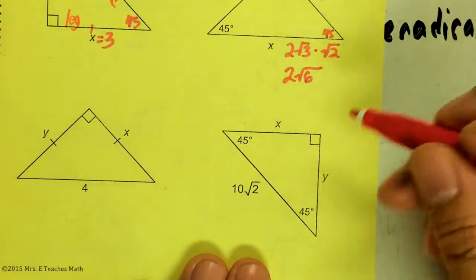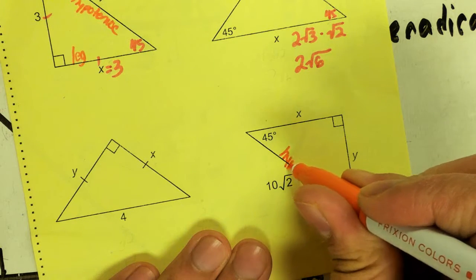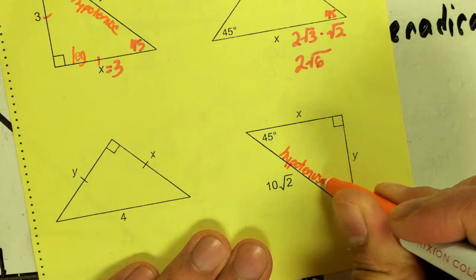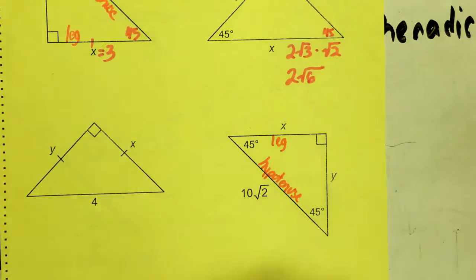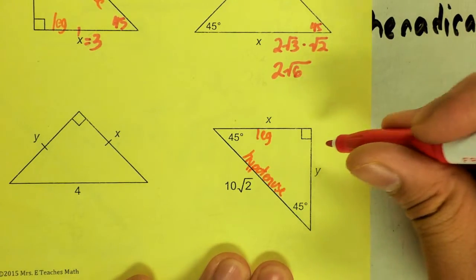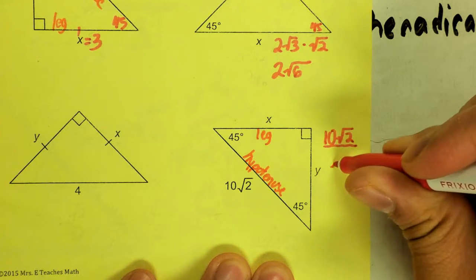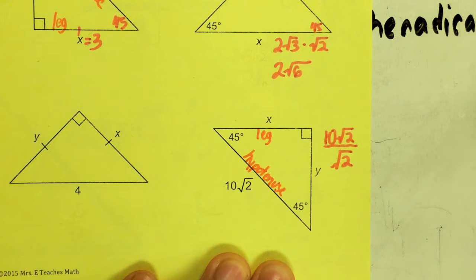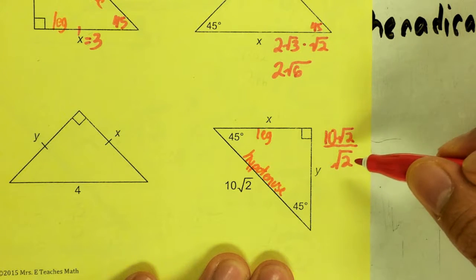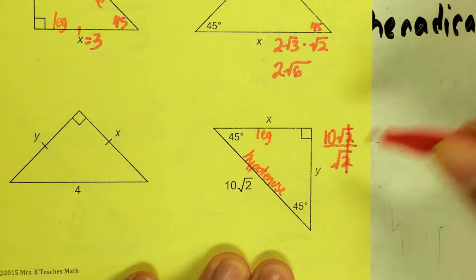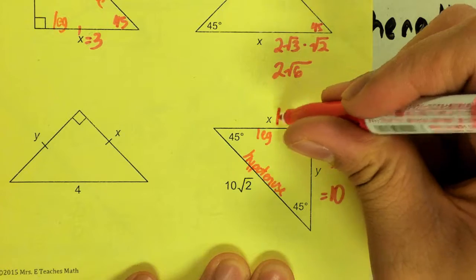Next problem. This time, we're going backwards. We have a 45-45-90, and we are trying to find one of the legs. Going backwards, remember, we divide. So here we go. We have 10 square root 2 divided by square root 2. Notice there's square root 2 on top and square root 2 on the bottom. Rules for fractions: if what you have on top and bottom are the same, they cancel out. So this is just 10. Y is 10 and x is 10 as well.